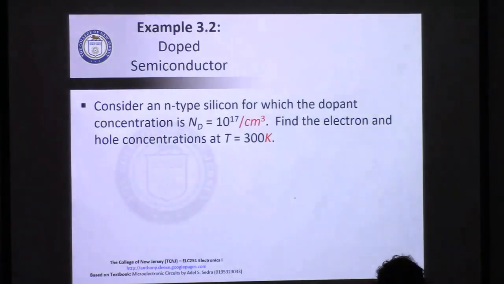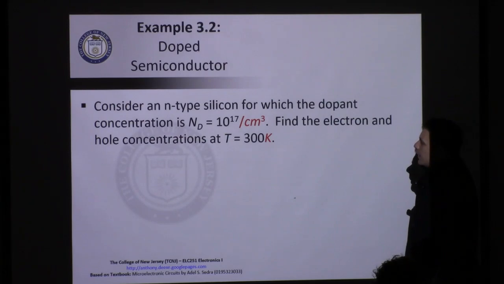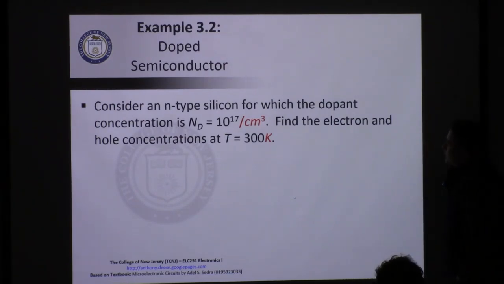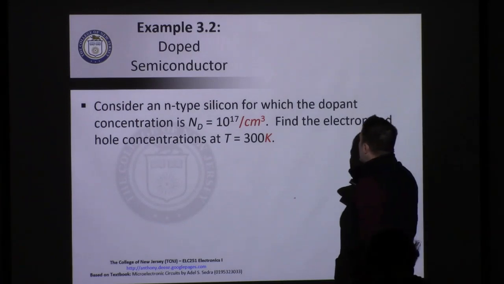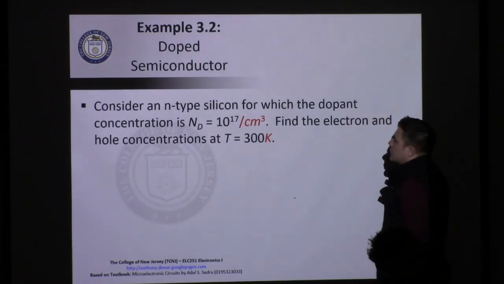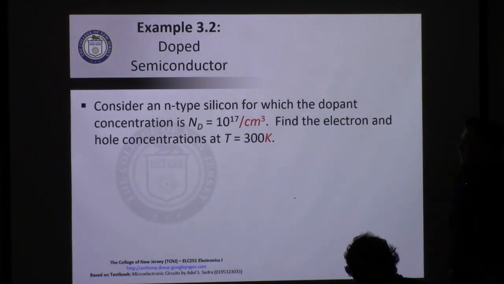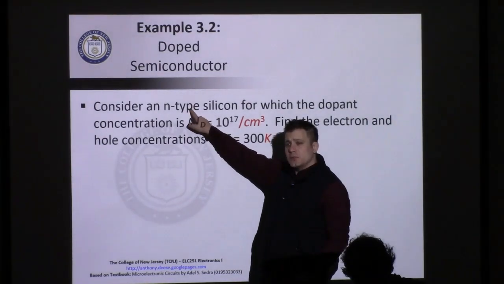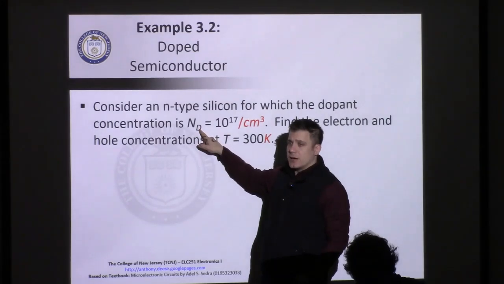All right. So let's get into our first example. Consider an N-type doped silicon structure for which the dopant concentration is 10 to the 17 atoms per cubic centimeter. Find the electron and the hole concentrations at T equals 300 K. Okay. First things first, these do match, right? We have an N-type doped semiconductor, therefore we will have a donor doping agent concentration.